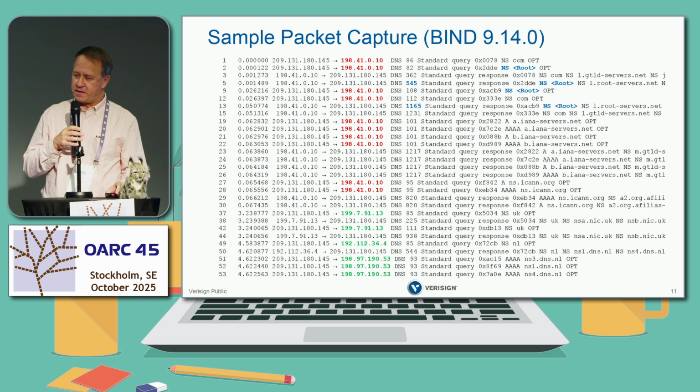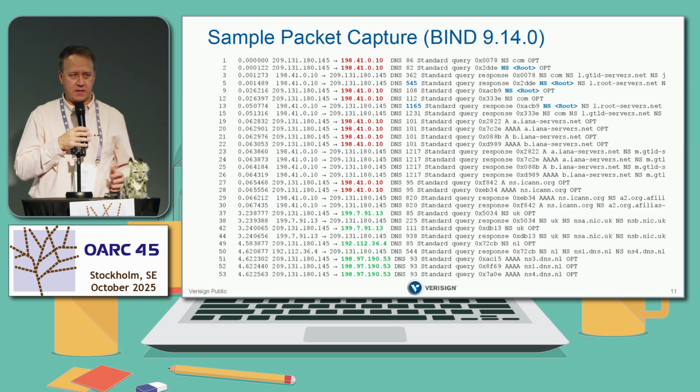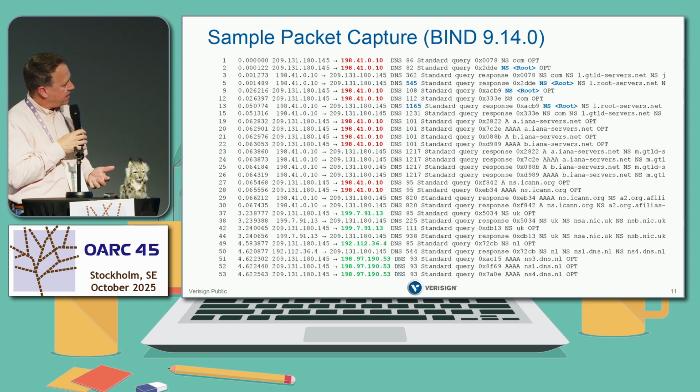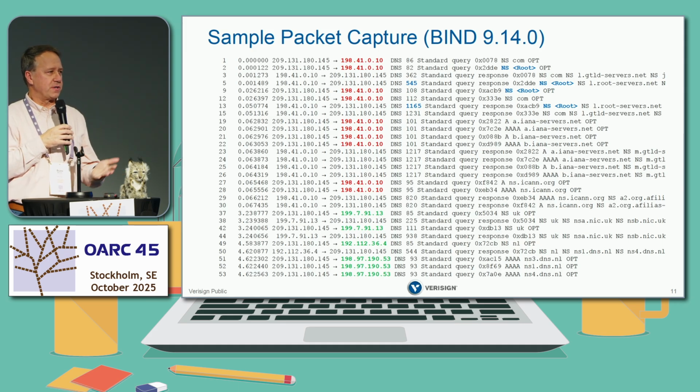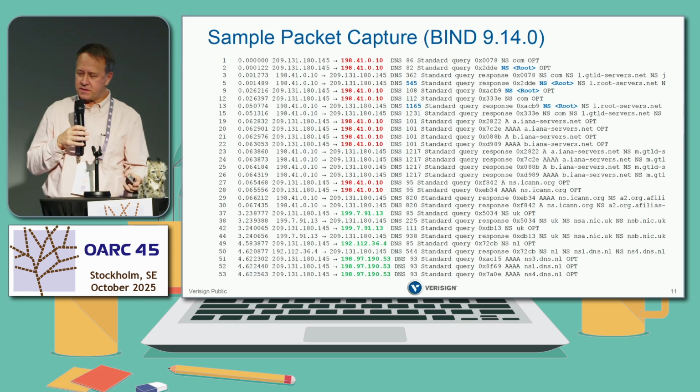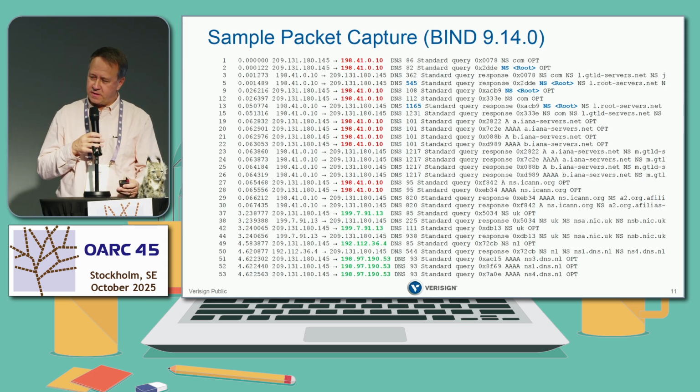This is from BIND 9.14. There's more packets here, but again, you can see queries to the old address. There's a priming query, which in this version of BIND is actually sent with a small UDP buffer size, so it gets truncated. That's why the 545 is highlighted there. That gets retried. A couple more queries to the old server, and then we start seeing queries to the current IP addresses in green. So this is how it's supposed to work.